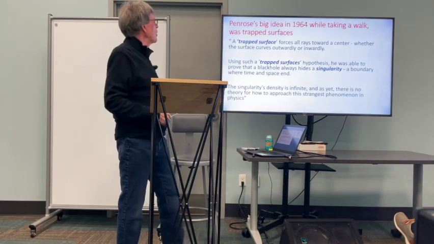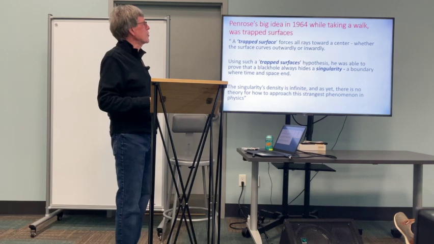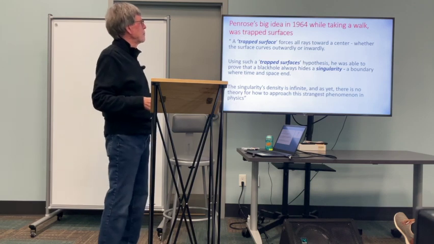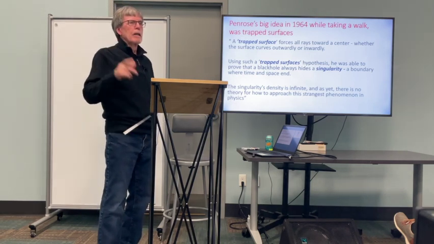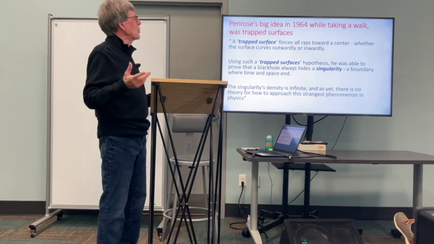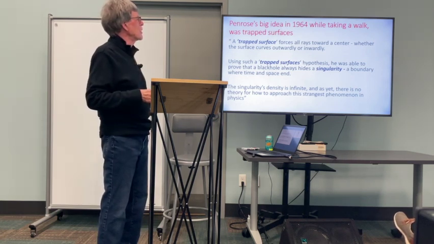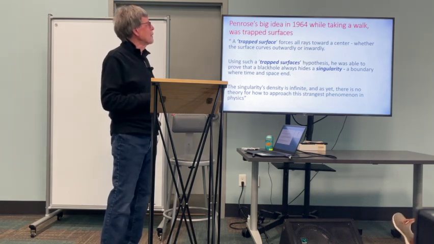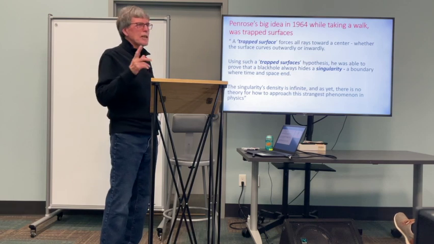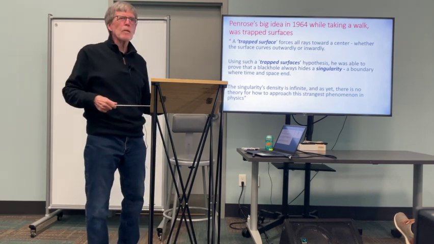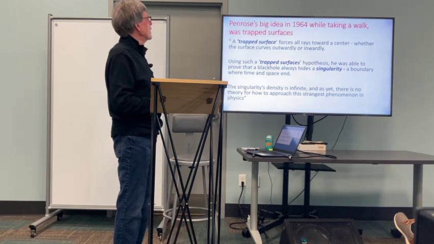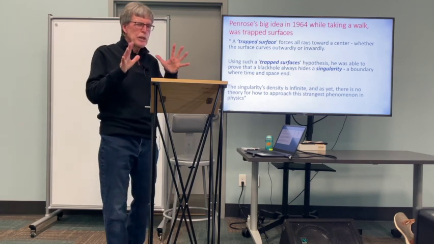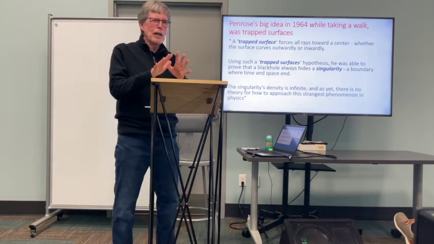Now, what was Penrose's big idea in 1964? He was born in 1933, so there he is, he was 31. He lived and spent his whole career in Oxford, raised just outside Oxford, a theoretical physicist. He had a great idea while he was walking, and he had this idea that the truth is, we don't know what's going on inside a black hole. We do not.